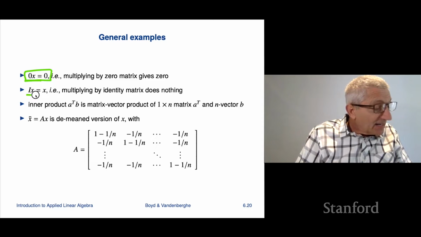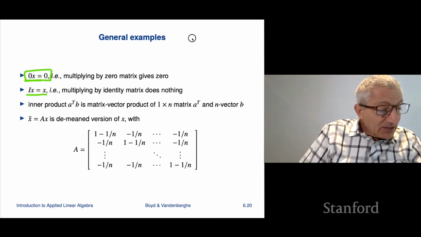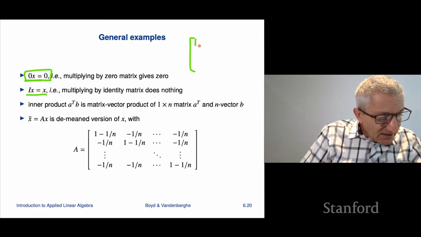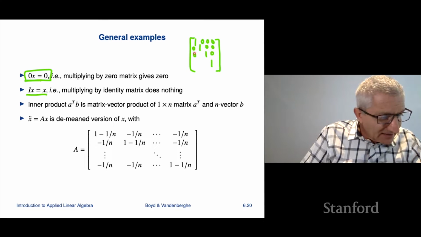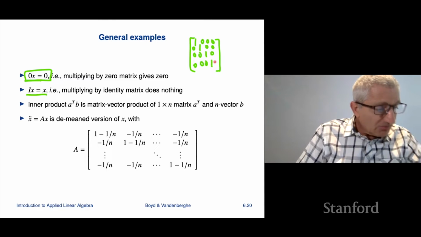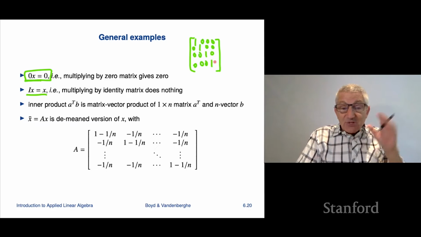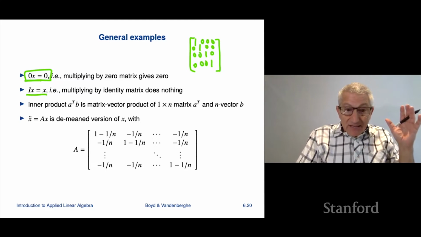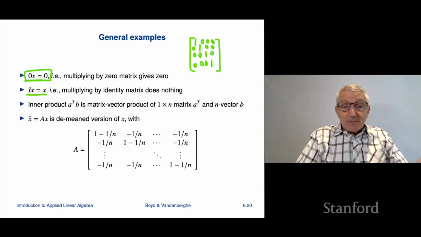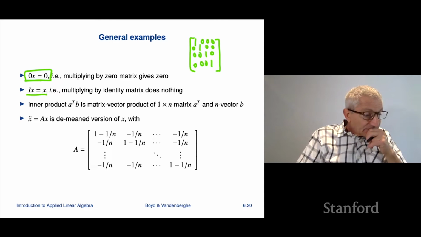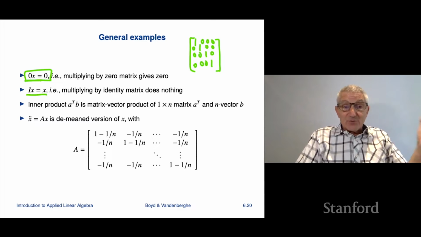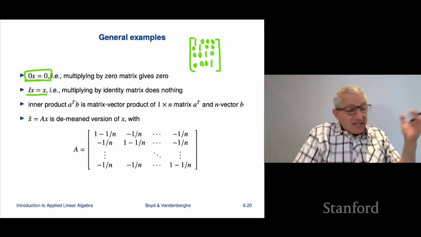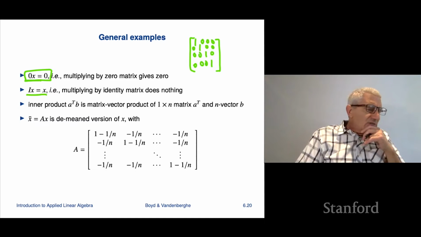Here's one, the identity matrix. I don't know if you remember the identity matrix. It's a matrix with 1s on the diagonal, like this, and 0s everywhere off the diagonal. There's a 4x4 identity matrix. If you multiply that by any vector, you get the vector back. And that's why it's called an identity matrix. It does absolutely nothing if you multiply it by a vector. In other words, it gives you the same vector back. And you should check that.